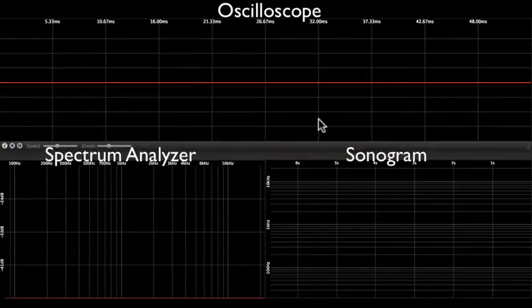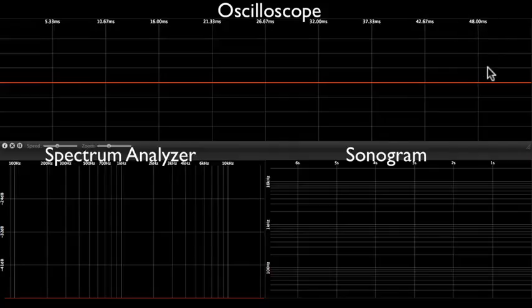Here we have the three main sound visualizers that you'll find when working in a DAW. The first one on top is our oscilloscope display, and this shows us a microscopic view of what's going on with sound. It's a very, very zoomed in, real-time display of what you see in an audio track. On the time scale, which is the horizontal axis here, we have roughly 50 milliseconds. We can see that 48 milliseconds is listed right here.